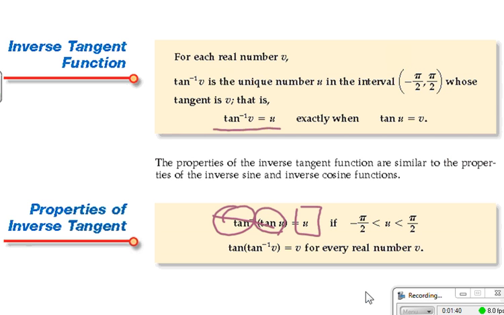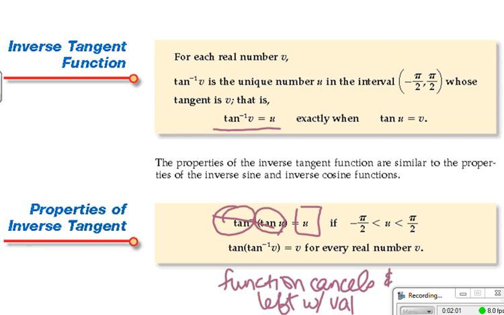The same rule is going to be the same if you do sine and cosine. If you have a function and then you take the inverse of the function, it's going to cancel out. And that's pretty much what this is saying right here. Okay, the function cancels, and you are left with the value. But make sure that you stay within your interval.